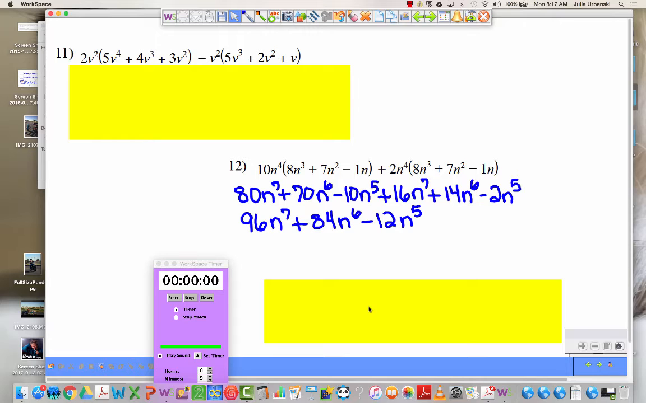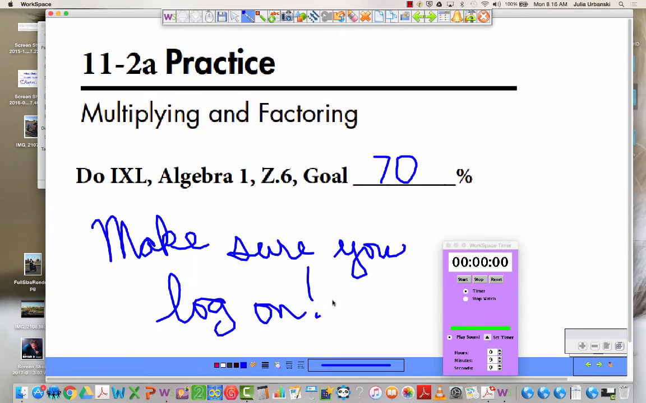Okay, your homework is problems just like these. It's available online. When you finish IXL, you can start in on the homework. You've got about 20 minutes, so get as much done as you can.